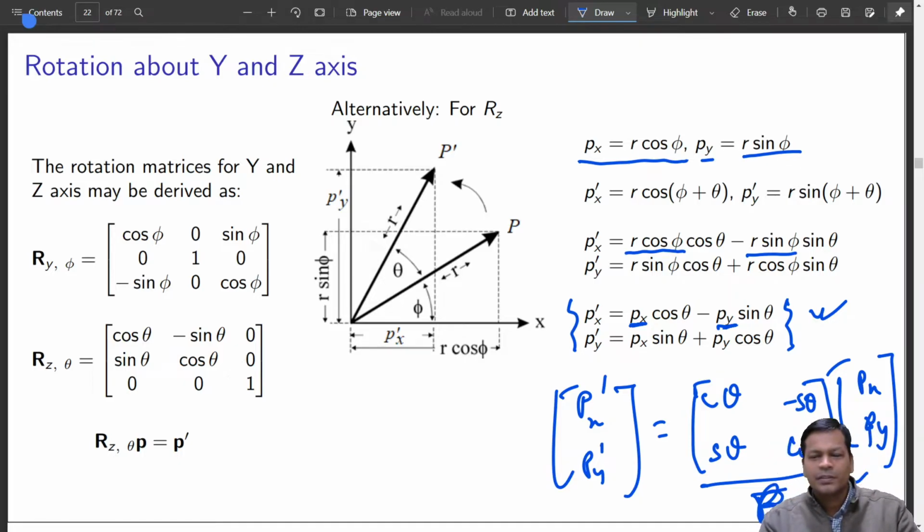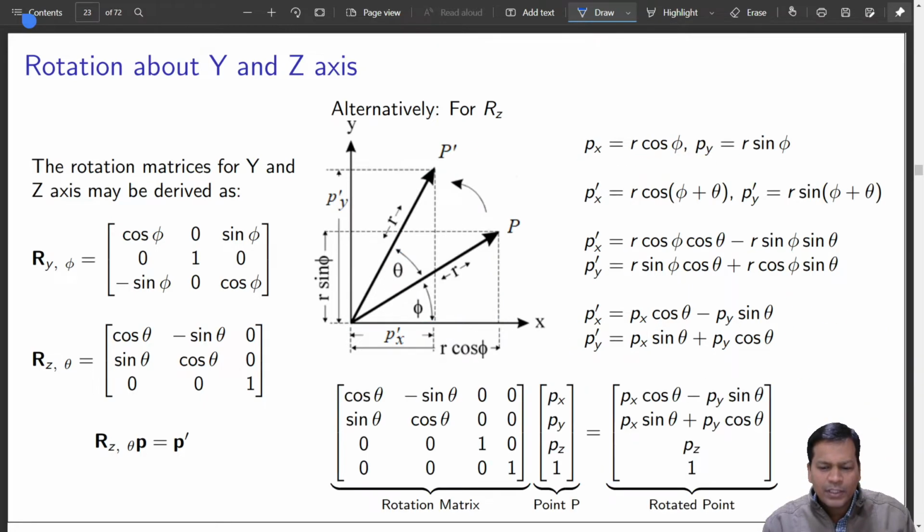Okay, so this is what I have done. This is your px, py, the initial coordinates which was there. If I rotate by an angle theta, what I obtain is px dash and py dash. Px dash and py dash is the P dash location.